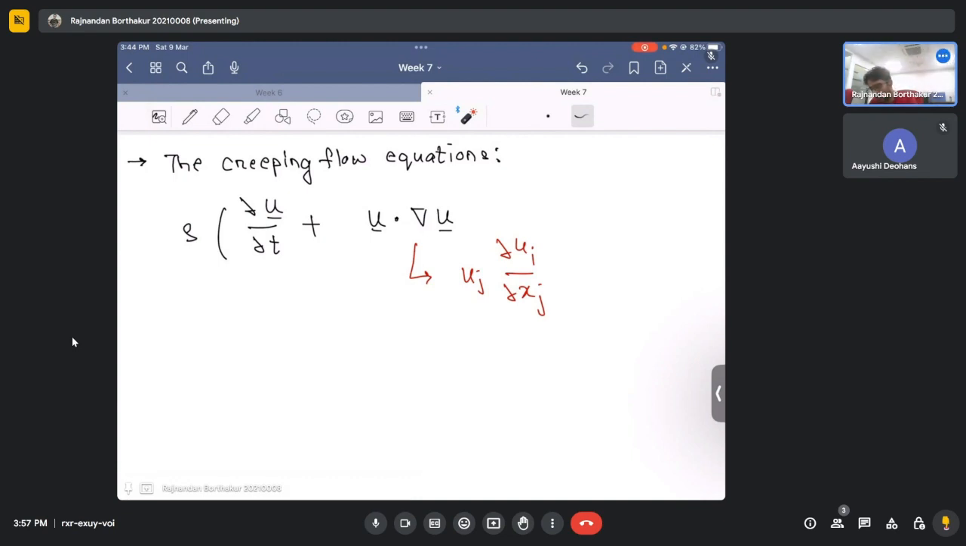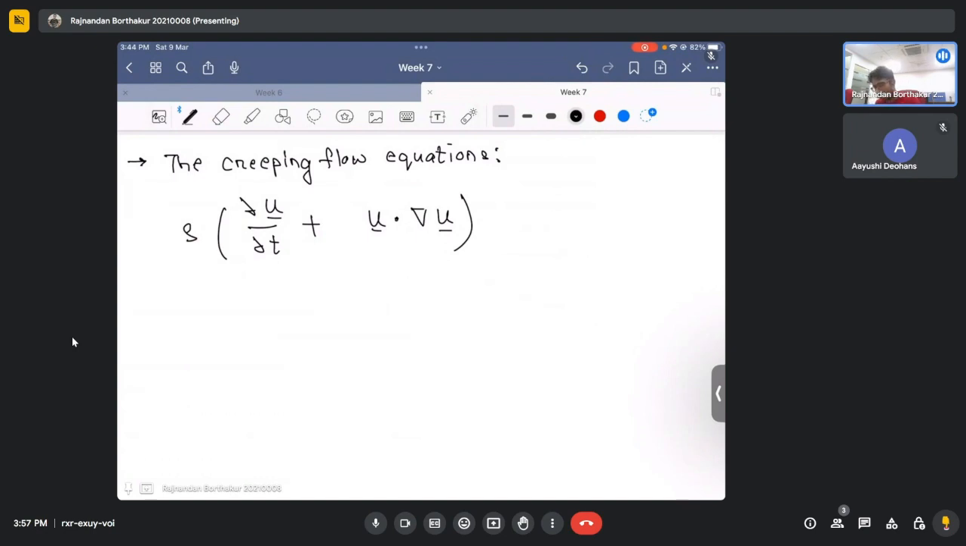So this means that u dot grad u is essentially a vector, and you can also prove it like this from the Einstein convention rule. But nevertheless, this was not part of the discussion. I just want to bring it up as a revision of the NS equations.